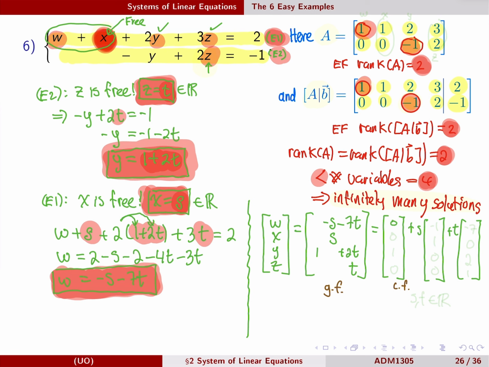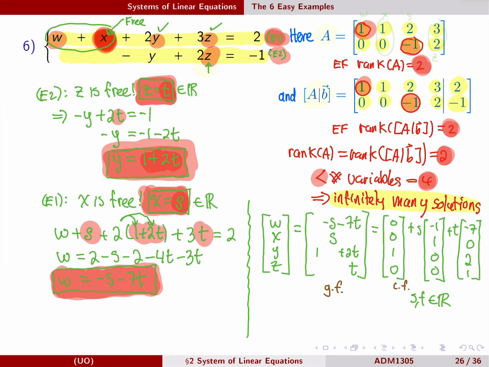So for the constants, there's 0, 0, 1, 0. Multiples of s: in the first equation, I have minus 1. Then I have 1 for x, no s for y, no s for z. And for t, I have minus 7 in the first one. I have none for x. I have 2 for y. And I have 1 for z. Here s and t are any real numbers. And the final remark, but we already knew this from my rank analysis, is that we have infinitely many solutions for that system of linear equations.